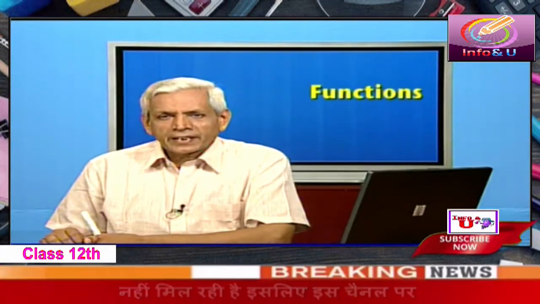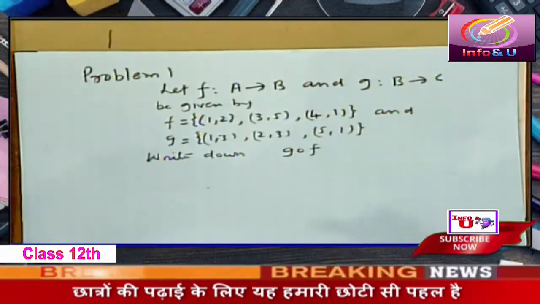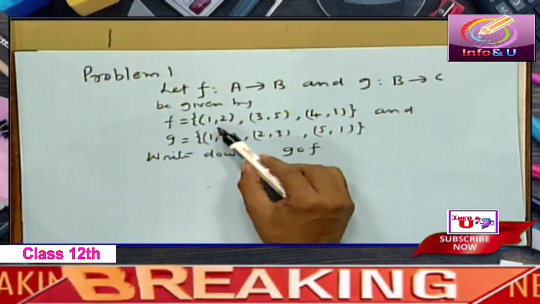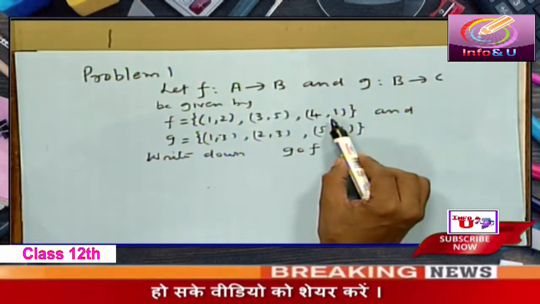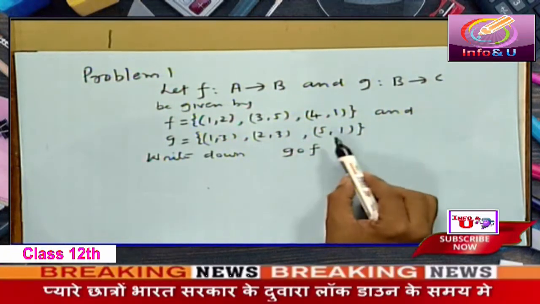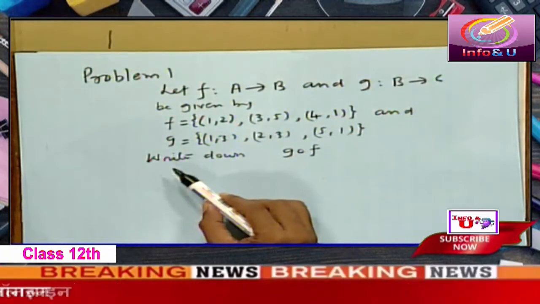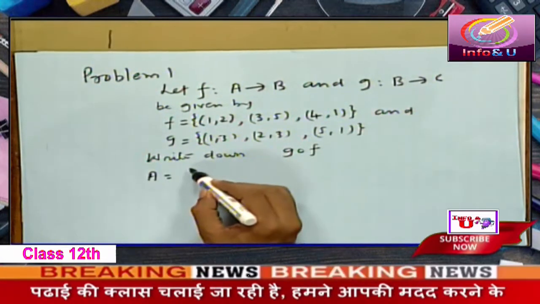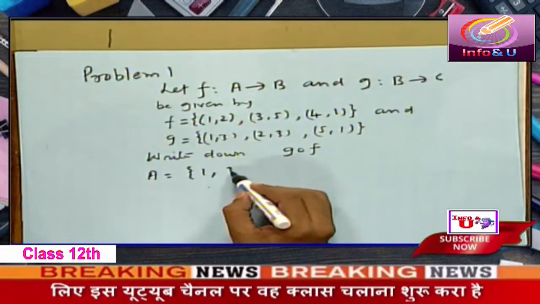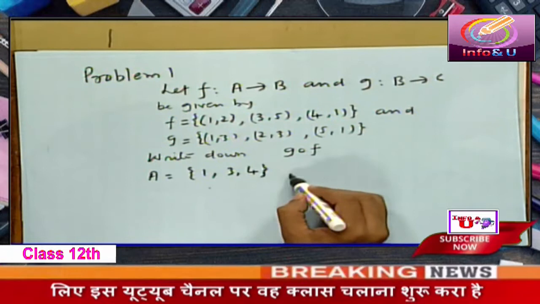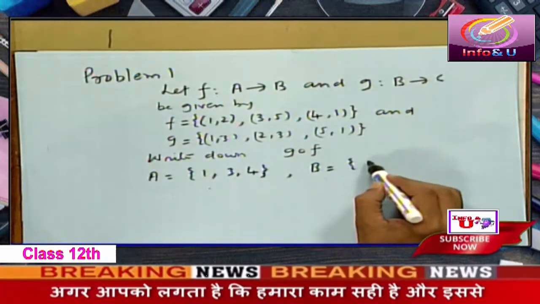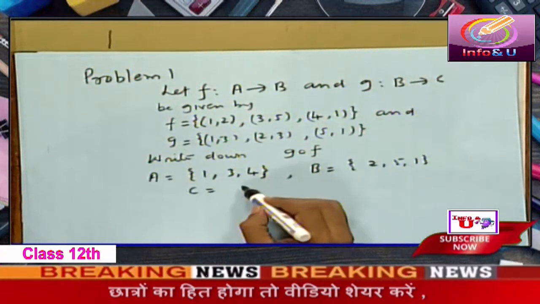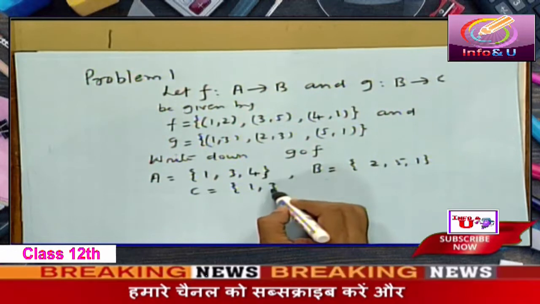Now we take another problem. Let f be from A to B and G from B to C, given by f equal to {(1, 2), (3, 5), (4, 1)} and G is {(1, 3), (2, 3), (5, 1)}. We have to write down GOF. Now here clearly A is equal to {1, 3, 4} and B is equal to {2, 5, 1} and of course C is equal to just {1, 3}.